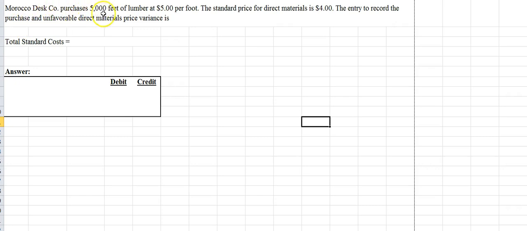Morocco Desk Company purchases 5,000 feet of lumber at $5 per foot, right? The standard price for direct materials is $4. The question is, what is the entry to record the purchase and the unfavorable direct materials price variance? So what entries do you make when you separate your price variance in your accounting entries? This is a technique where some companies have a specific line where they show their variances. In this case, we're looking for the price variance, okay? So first, let's calculate our standard cost.